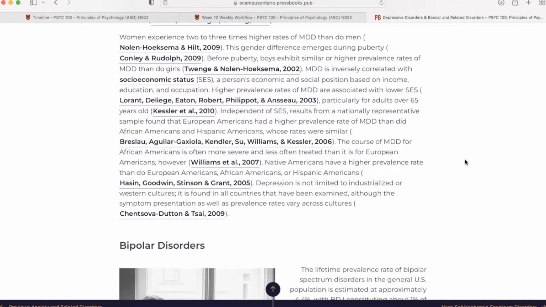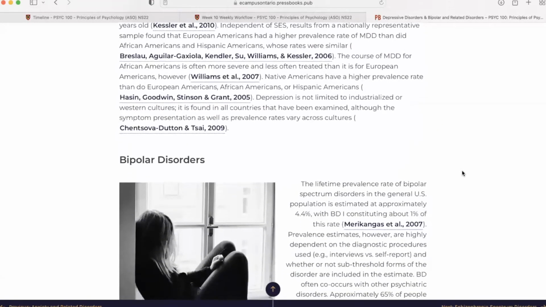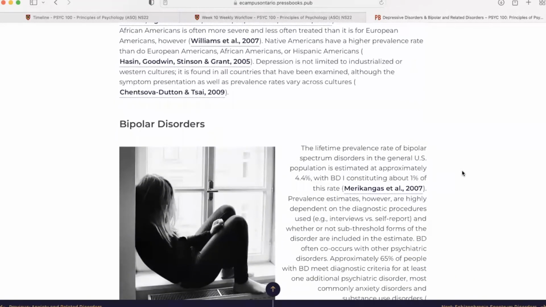Depression is not limited to industrialized or Western cultures. It is found in all countries that have been examined, although the symptom presentation as well as the prevalence rates vary across cultures.